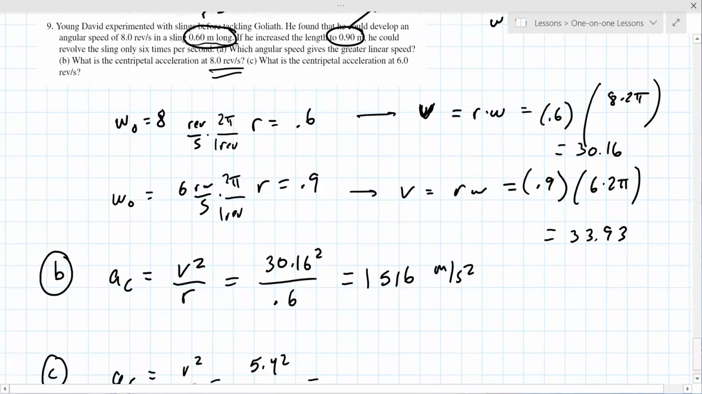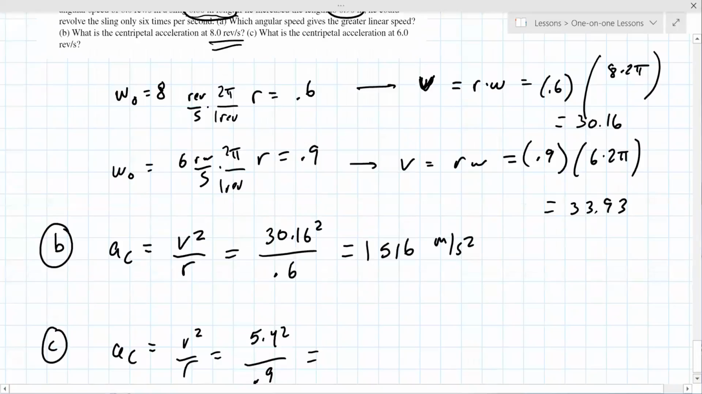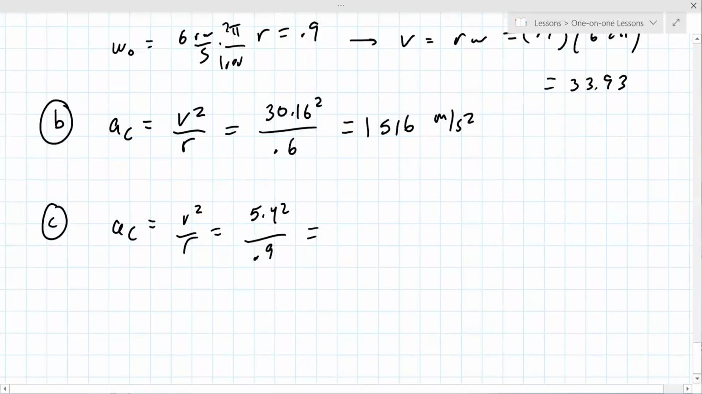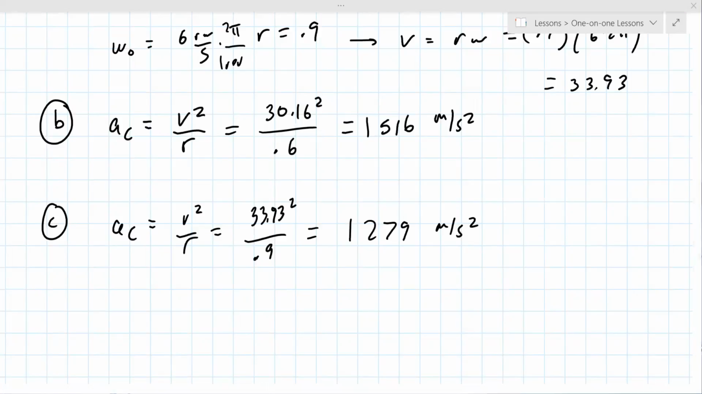The other centripetal acceleration is this 33.93 down here, because it's the second number we found, 33.93 squared, divided by 0.9. So that's 1279 meters per second squared, which is pretty consistent with what they wanted.